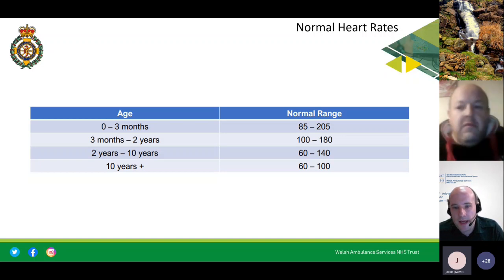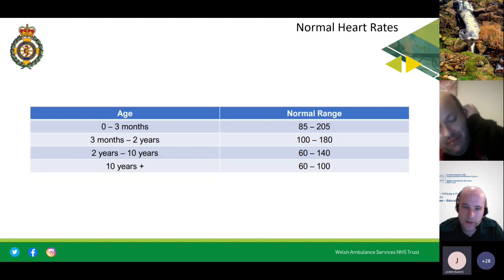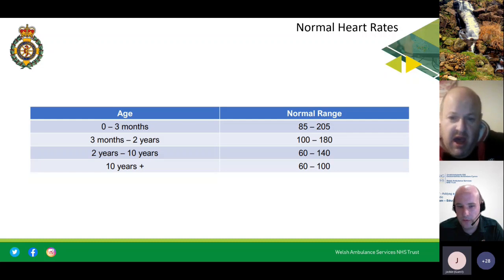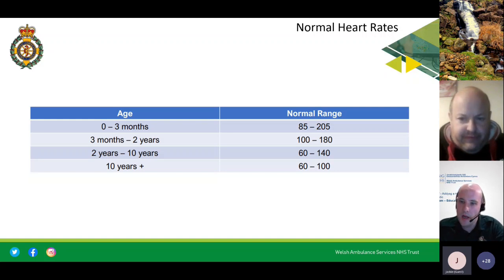Something to note then is a heart rate will drop in a newborn. So that is quite normal for them. So that's why the range is 85 to 205. So you may think, why is it 100 to 180? Why has it dropped to 85? Because it is normal for their heart rate to drop when they are sleeping.